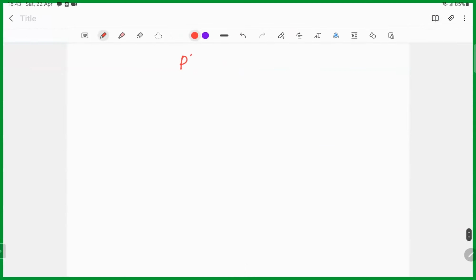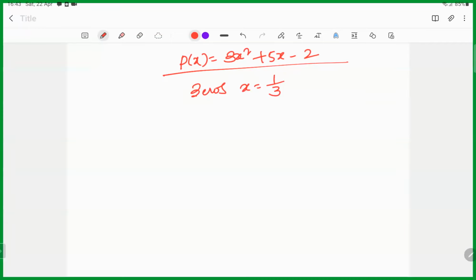You already finished this one, right? P of x equal to 3x square plus 5x minus 2. Yeah, it's finished, sir. So, what are the zeros? 1 by 3 and 2, sir. Okay, can you substitute 2 in P of x? What is the value? Tell me. Sir, it's minus 2, sir. It's a minus 2, right, Kaushik? Yes, sir.